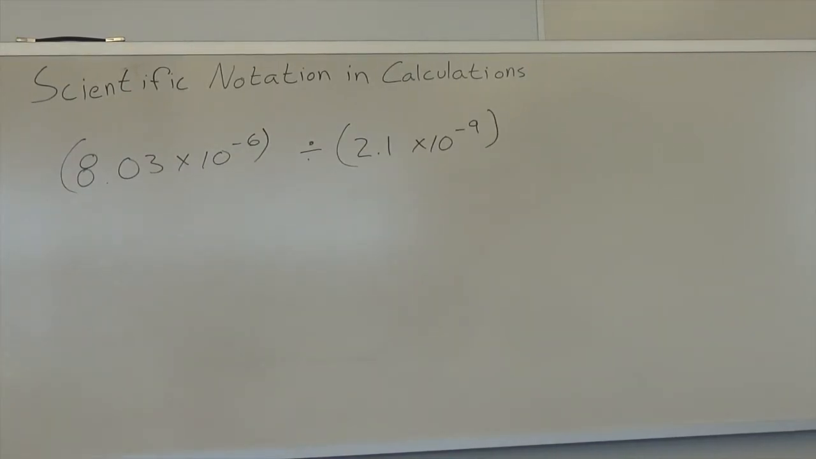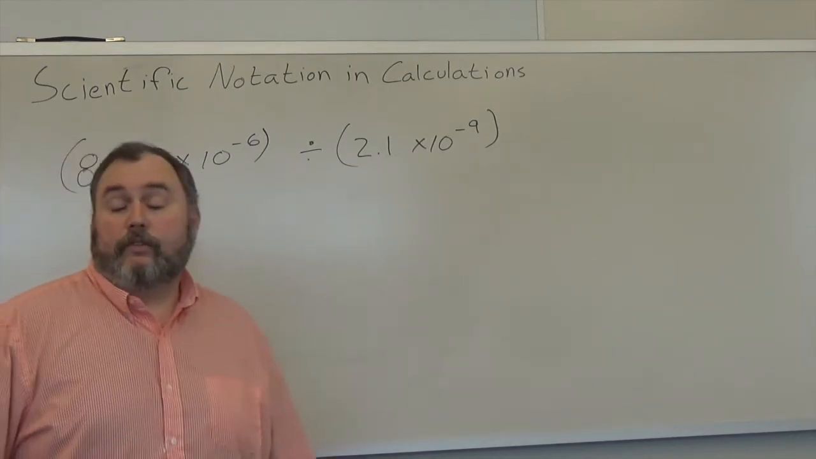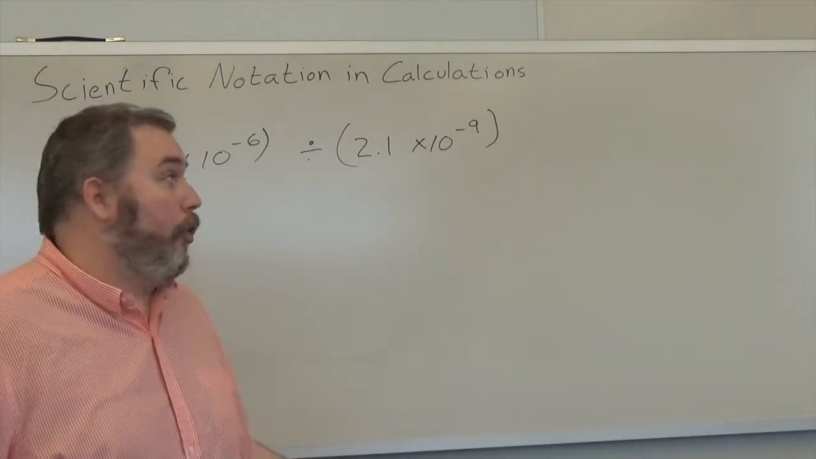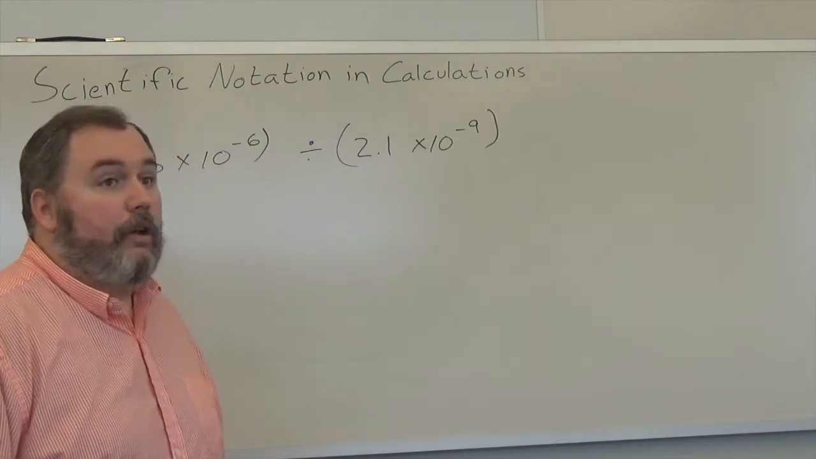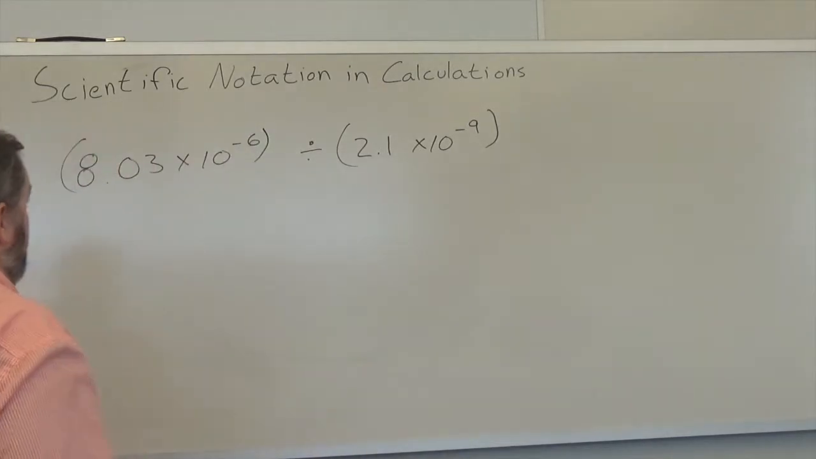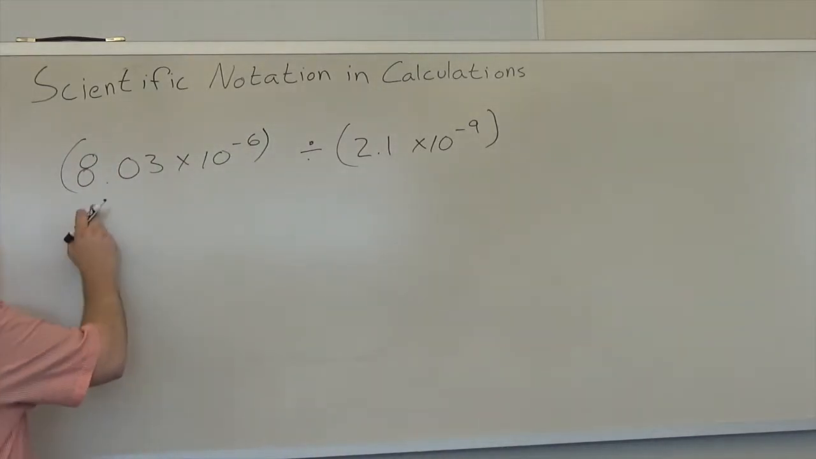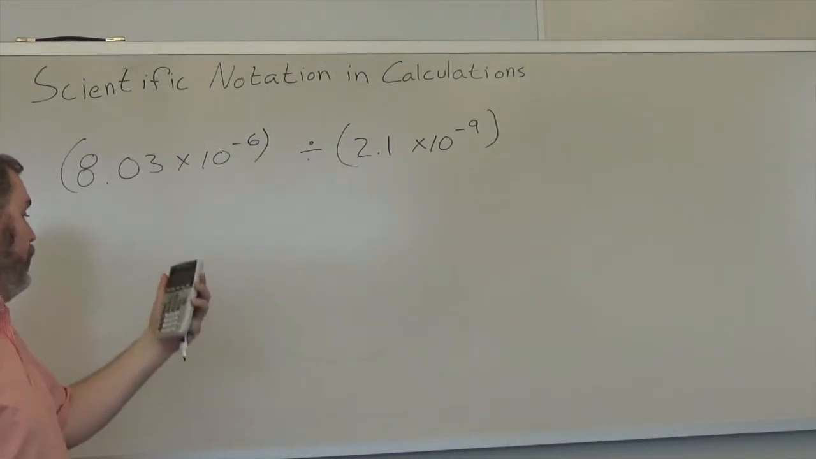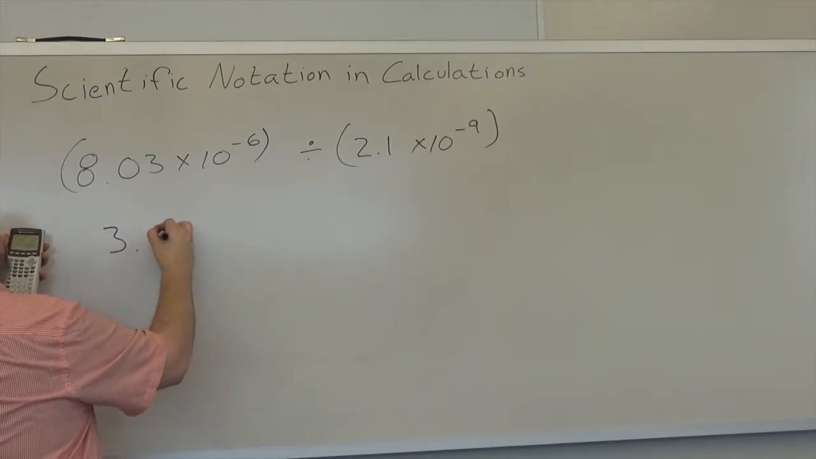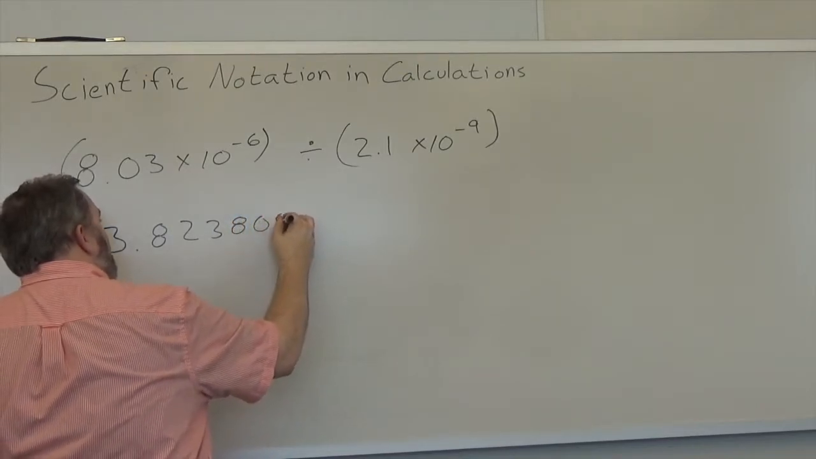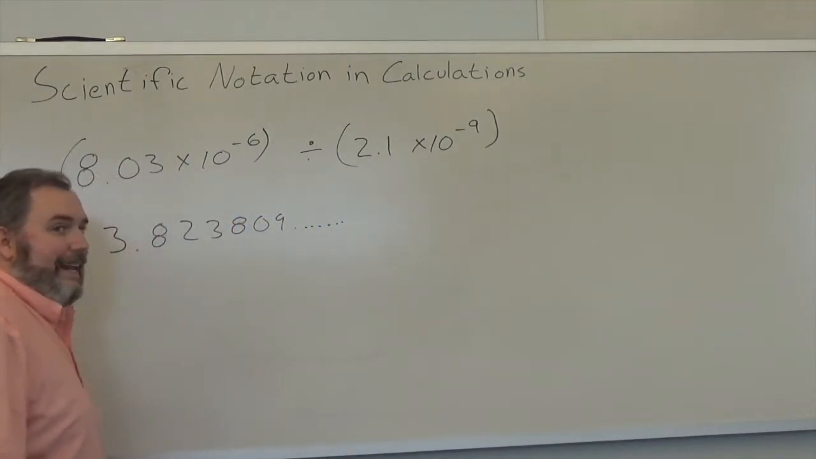In this problem, we have two scientific notations actually being divided. Previously, we've been multiplying, but the procedure doesn't change. We simply divide our decimal values first, and then we follow the rules of exponents, just like we would normally do with division. So I'm going to divide my decimal values. 8.03 divided by 2.1 using the handy-dandy calculator. We get this number, 3.823809 and so on. I'm not writing all that out.